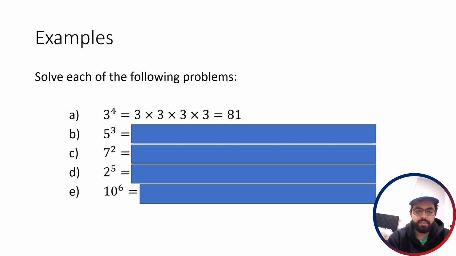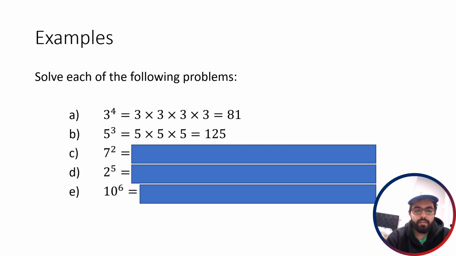So putting those two pieces of information together, you get 5 times 5 times 5. 5 is the number that's being multiplied together because it's the base, and it shows up 3 times because of the 3 in the exponent. And then you just hash out the math. 5 times 5 is 25, times 5 is 125.